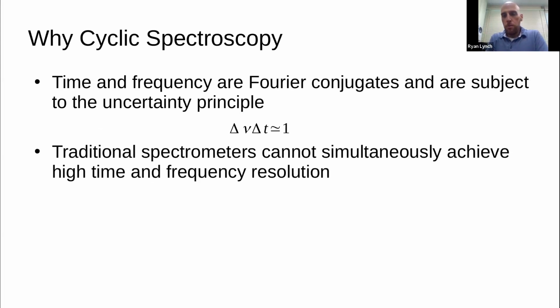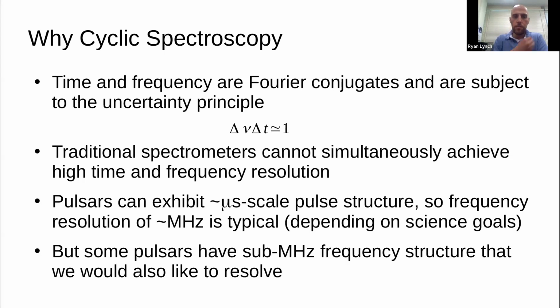So why would we pursue cyclic spectroscopy instead of just using standard observing techniques? Well, modern spectrometers tend to use Fourier-based methods for producing spectra, and time and frequency are Fourier conjugates and therefore subject to the uncertainty principle, which means that using traditional signal processing techniques, you can't simultaneously achieve arbitrarily high time and frequency resolution. Now, in a lot of contexts, that's okay.